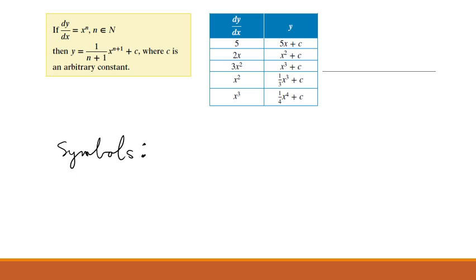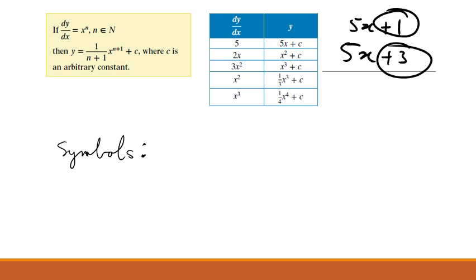Now, if you think about it, when we have 5x, when you differentiate it, you get a 5. But does 5x plus 1, when you differentiate it, give you the same answer? Yeah. 5x plus 3? Yes. What that means is the number part actually doesn't change the derivative, but when we're trying to anti-differentiate it, we need to find this number, which we call a constant.